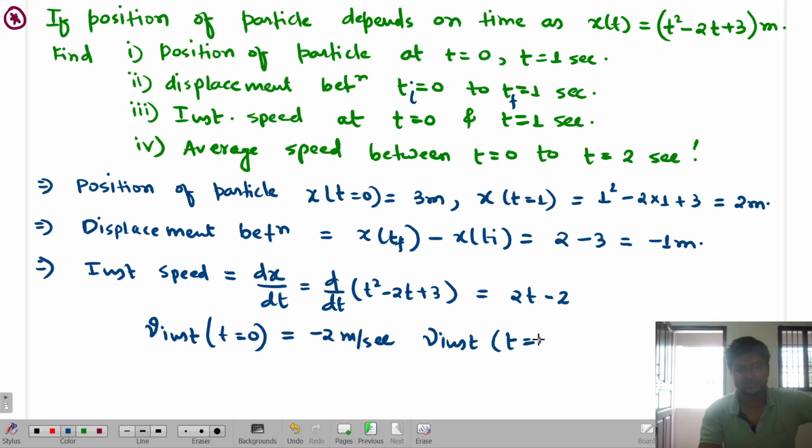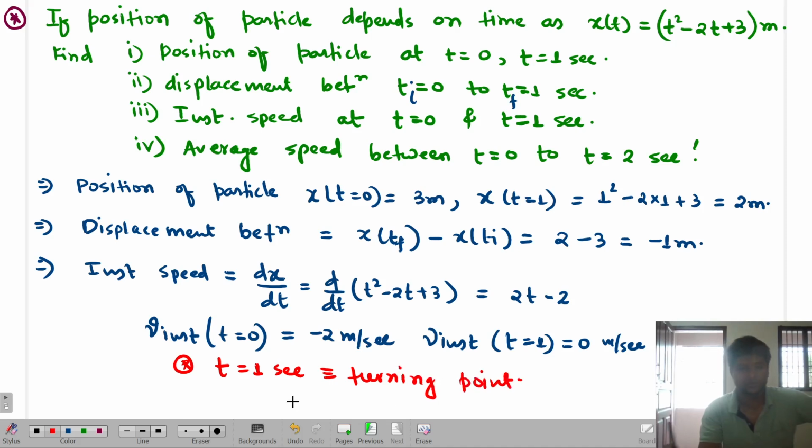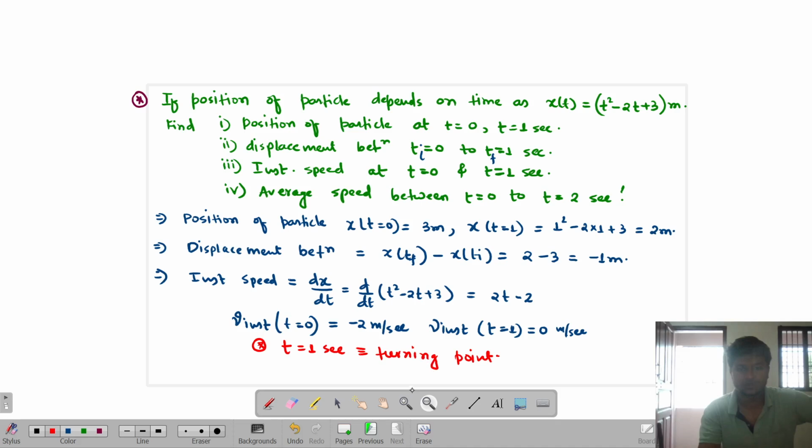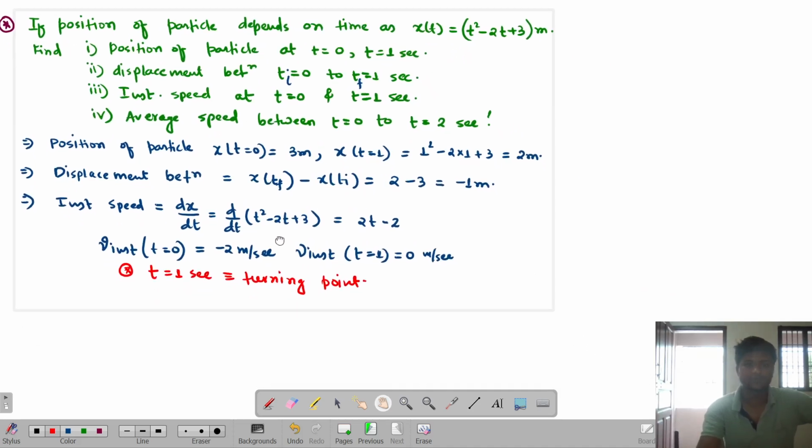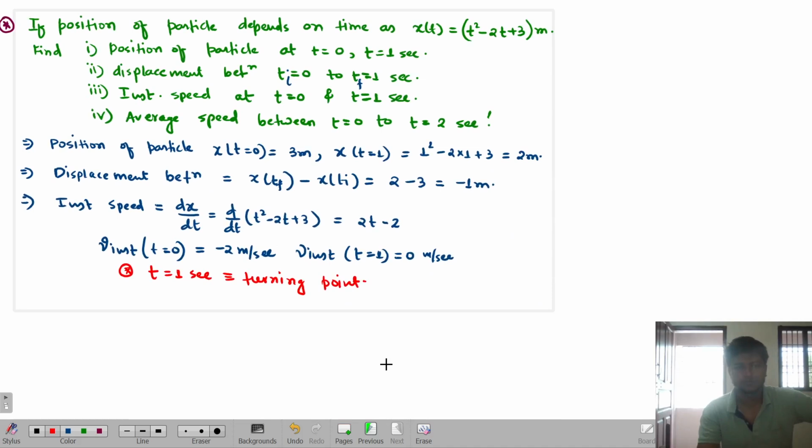Instantaneous speed at t is equal to 1 is how much? 2 into 1 minus 2, which is, very good, 0 meters per second. So we got one idea now: where is my velocity 0? So can I term that t is equal to 1 is nothing but my turning point? Tell me yes or no. Yeah. Can I term that it is a turning point? Because here the velocity goes 0, isn't it? Yes or no, everyone?